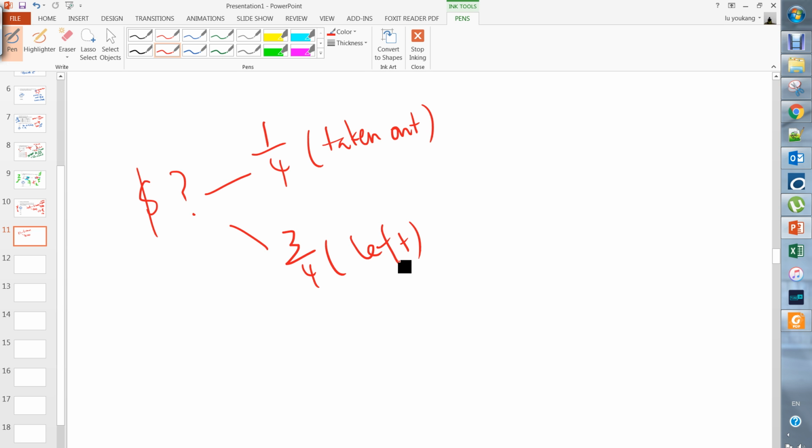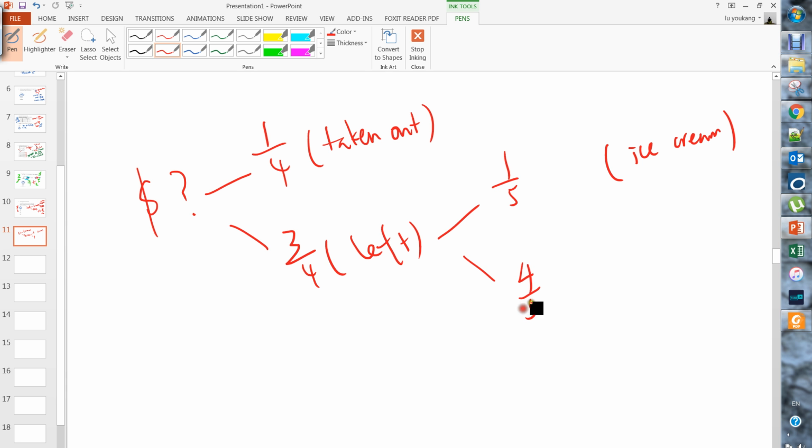Okay, then from the 3 over 4 left, you take 1/5 to buy ice cream. I want to know how much is left. 1/5 is used for ice cream. How much is left? Yeah, 4/5. So now, remember which branch you are at?